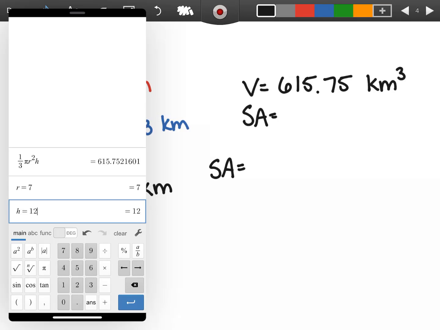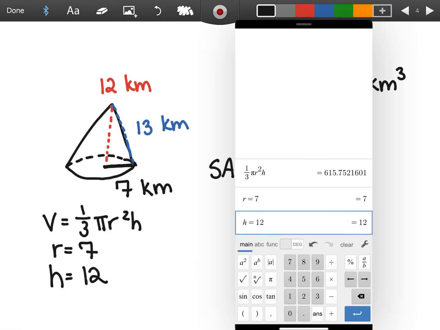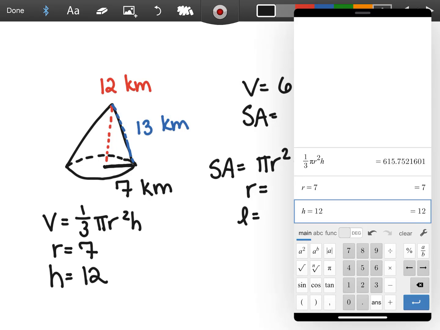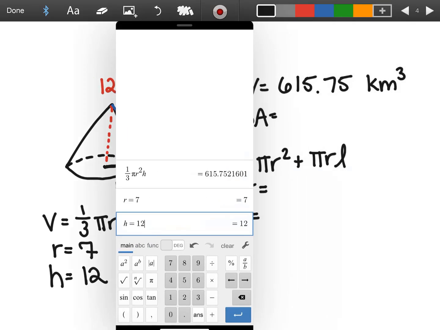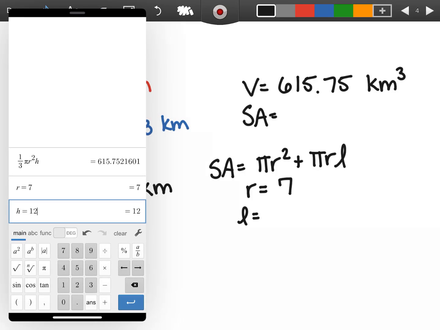Now let's try our surface area. We can find the surface area of a cone with the formula pi r squared plus pi r L. So we need to define r and L. R again is that 7, and the slant height is going to be this blue number because it's that slanted height down the side of the cone. So R equals 7 and L equals 13.